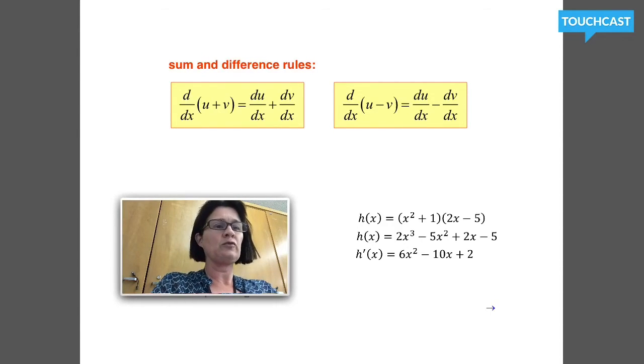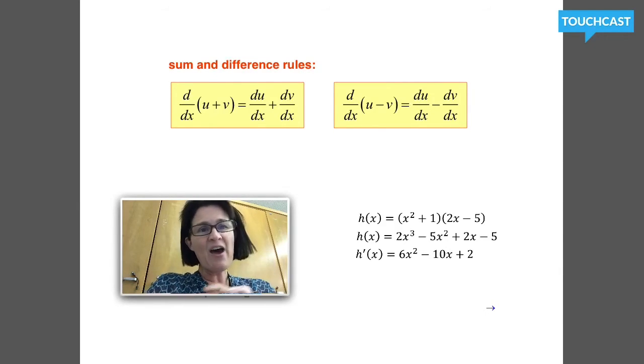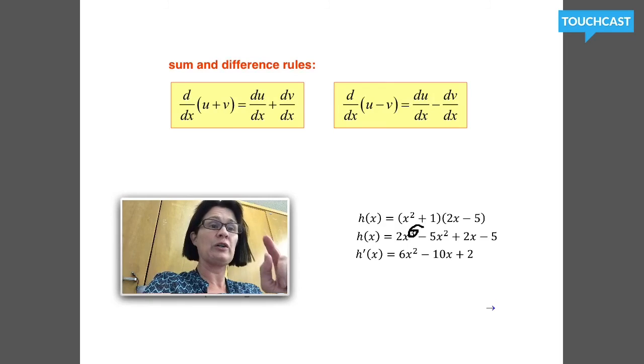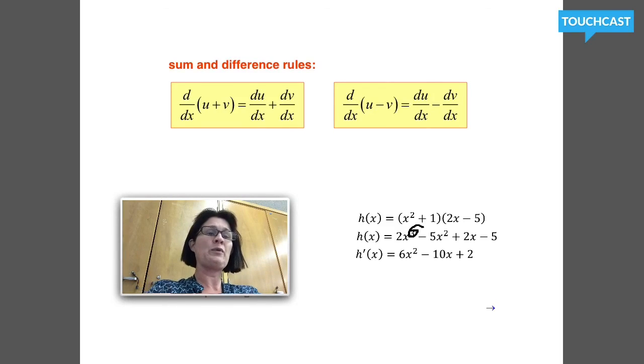So once I use those four multiplications, I get that h of x is 2x cubed minus 5x squared plus 2x minus 5. Now I can take the derivative h prime of x. This 3 comes to the front to multiply the 2 that was already there, 6x squared, minus 2 times 5 makes the 10 times x. The derivative of 2x is 2. The derivative of negative 5, or the derivative of 5, is 0. So my final answer, h prime of x, is 6x squared minus 10x plus 2.